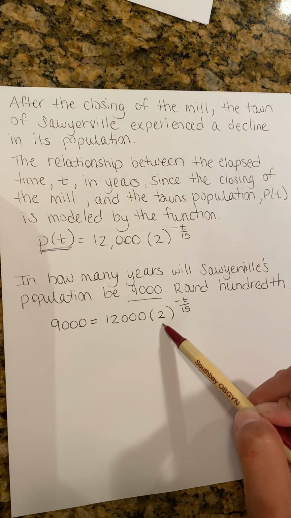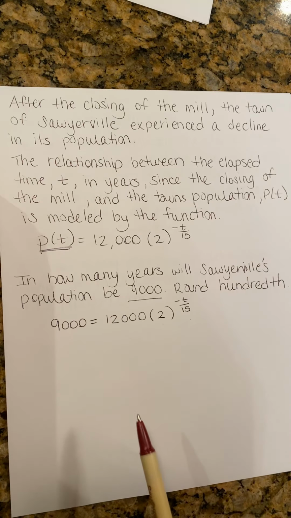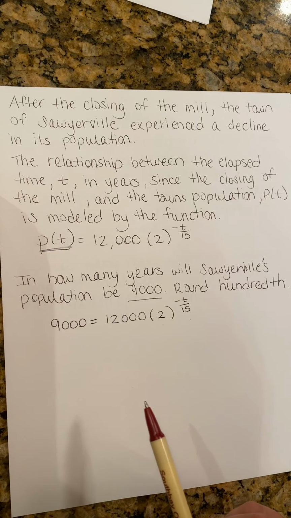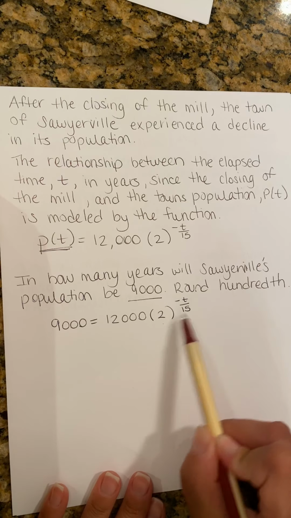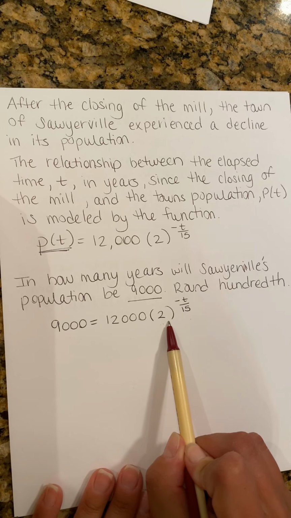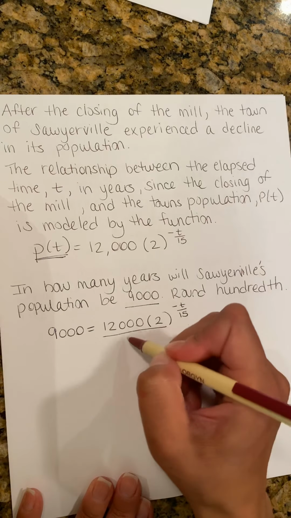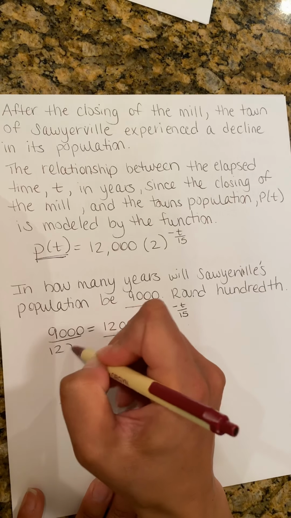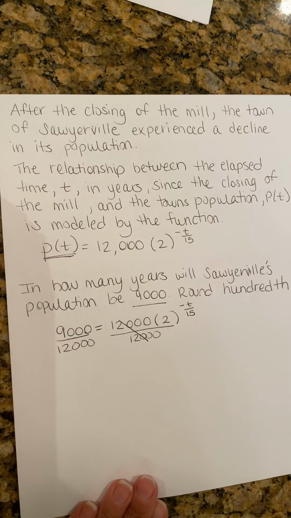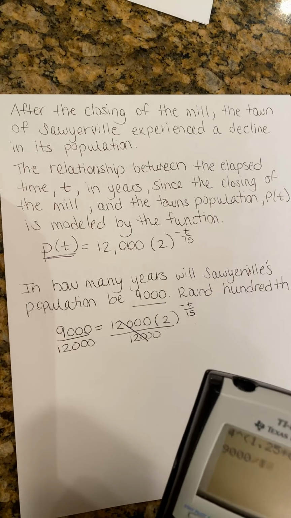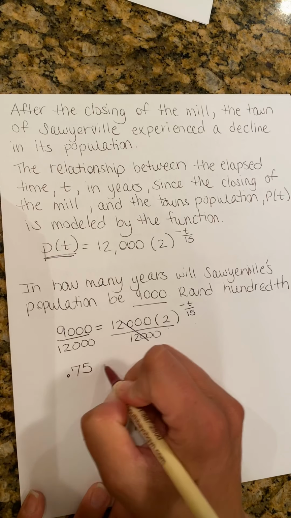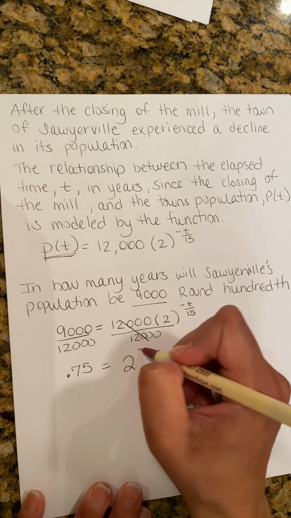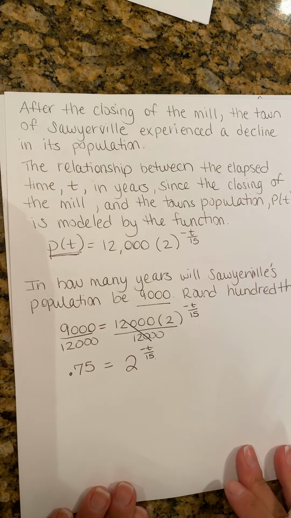So I did notice a few people did make the mistake, and I did send you a picture of my work. So hopefully if you did make the mistake, you saw my work that I sent you. You cannot multiply these 2 numbers together. Only the 2 is raised to this exponent, not the 12,000. So the first thing we need to do is divide out that extra number. That 12,000 number, we need to get it away from the right-hand side. So we do 9,000 divided by 12,000, which is 0.75, equals 2 raised to the negative t over 15.